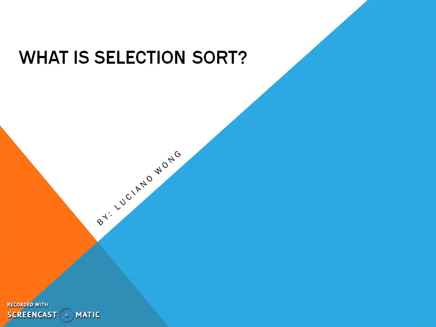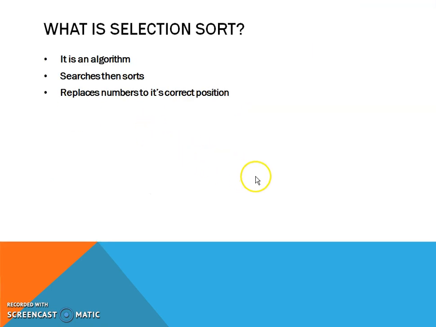Hello, today we're going to talk about selection sort. First of all, what is selection sort? Selection sort is an algorithm that sorts a list by comparing all elements to find the smallest or largest number in the list.